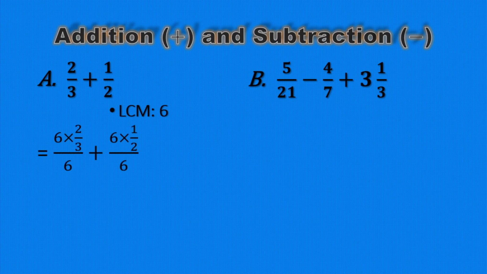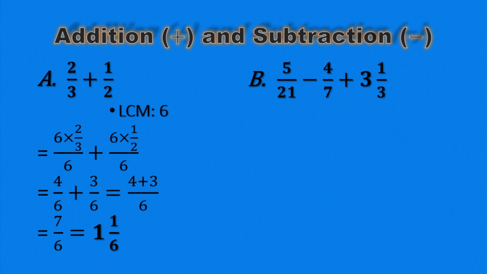Multiply each fraction by 6 and divide them by 6 as well. This equals 4 over 6 plus 3 over 6. Wonderful. From here on is the same process. Add them to give you 7 over 6, which equals 1 and a sixth as the final answer.